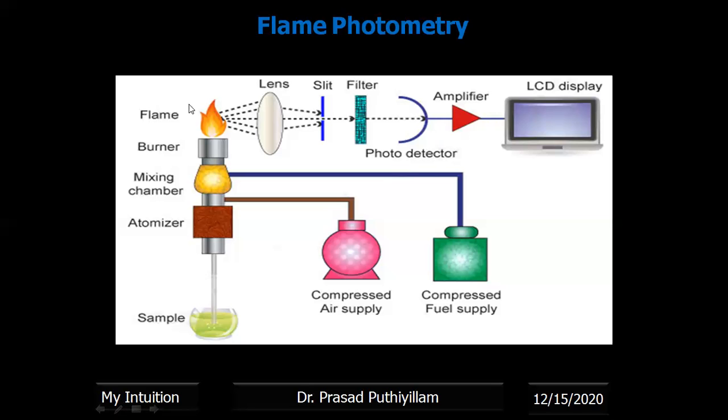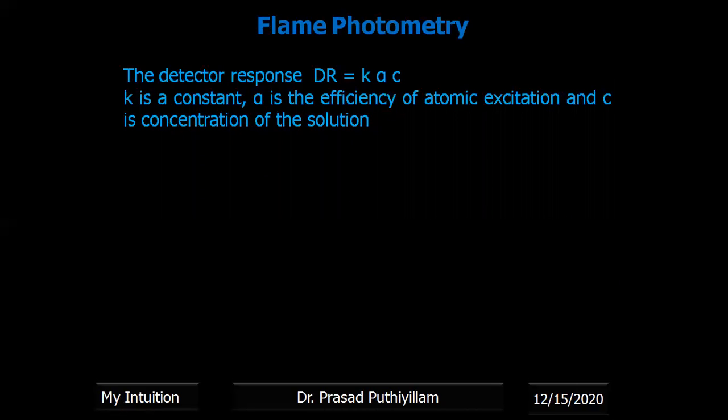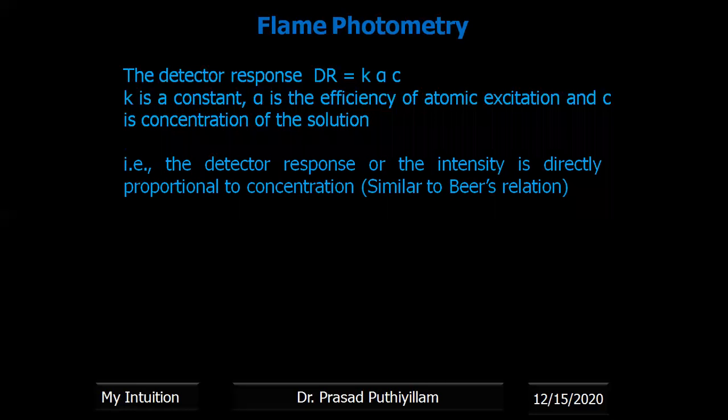The concentration of metal ion that we take into the flame and the intensity displayed are connected. The detector response, or DR, I can write as K into alpha into C, where K is a constant, alpha is the efficiency of atomic emission, and C is the concentration of the solution. So it is clear that the detector response, or the intensity of light given by the metal ion in the flame, is directly proportional to the concentration of the solution, similar to Beer's relation.